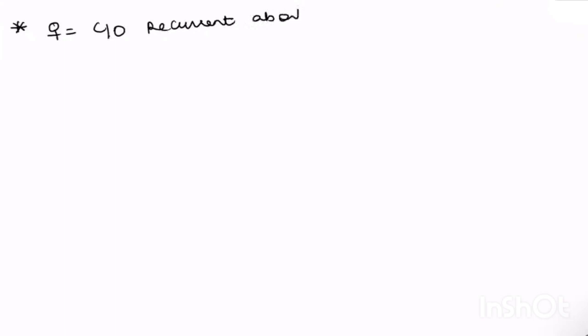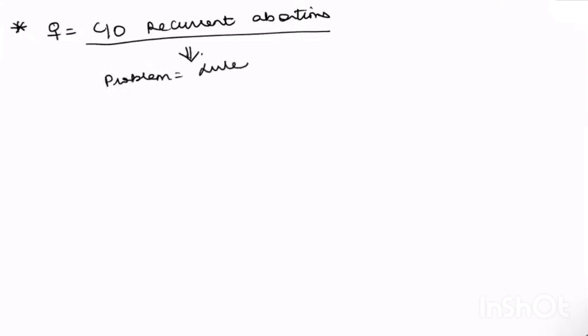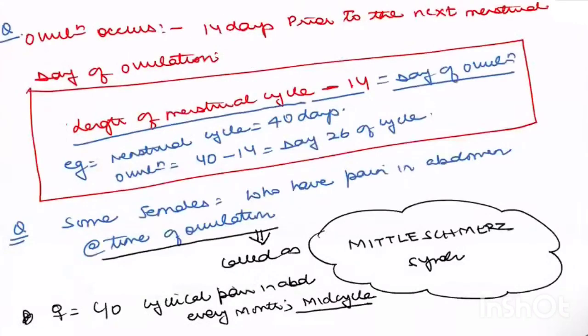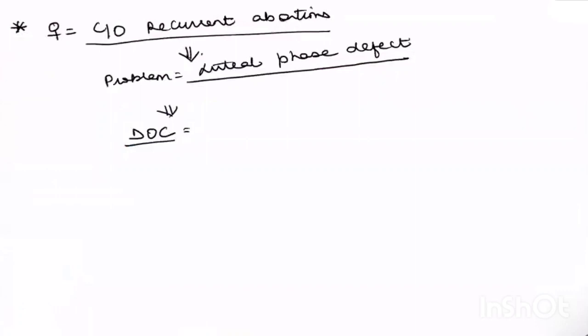Now suppose you have a female who complains of recurrent abortions. All the FMGE graduates, I want answer from you for this question. So there is a female who is complaining of recurrent abortion, and इस फीमेल में प्रॉब्लम है luteal phase defect. Luteal phase defect है. What do you think will be the drug of choice?